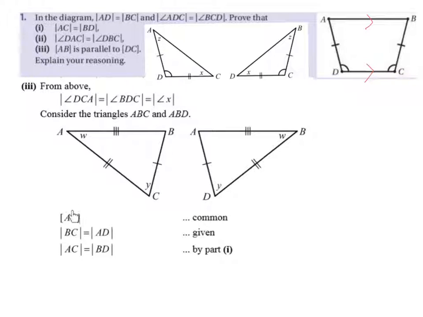So AB is common to both, the side AB, so it's basically the top of our trapezium. That's why we have three little lines either side, so they're definitely equal. BC is equal to AD, that was already given to us, and we've got one little line to show that. And AC is equal to BD, so we got that in part 1.